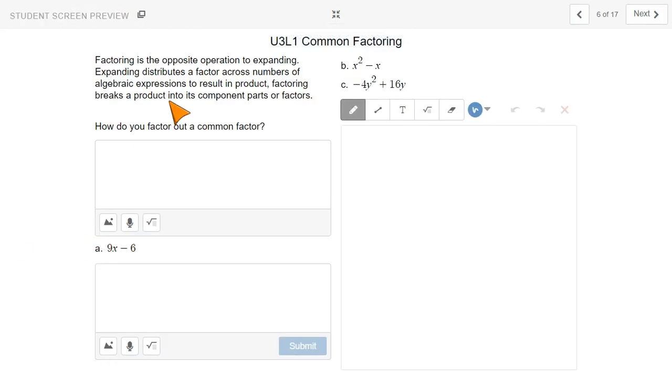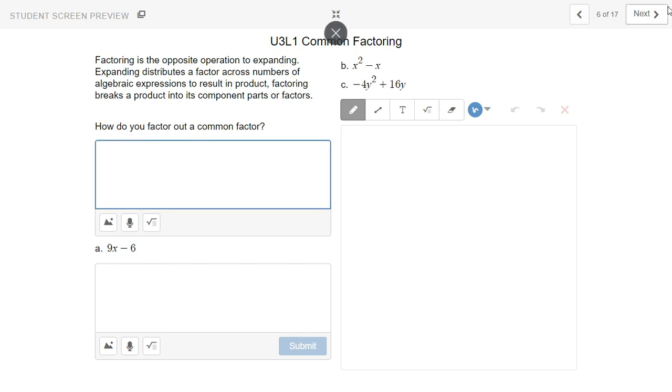Okay, now let's start our lesson now. We're talking about common factoring. And like I said, factoring is the opposite of expanding. Expanding distributes a factor across numbers, and the factoring will break a product into its component parts or factors.